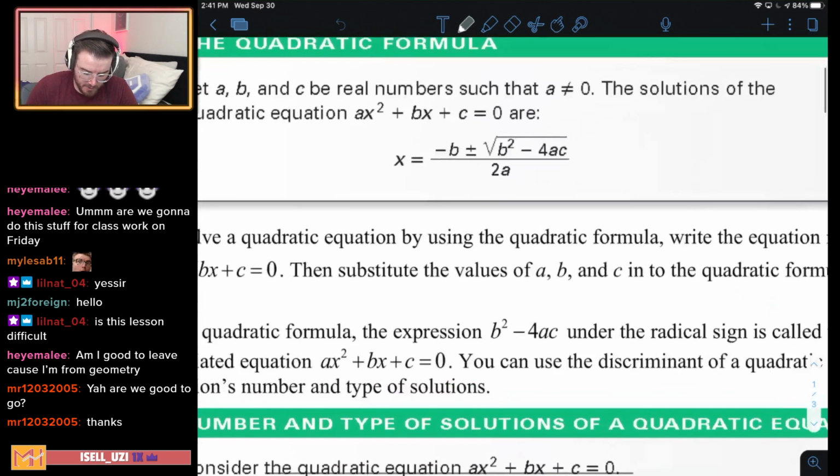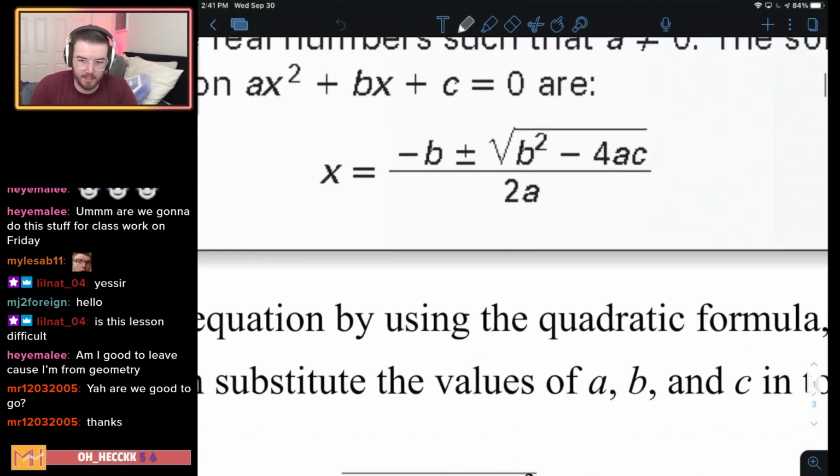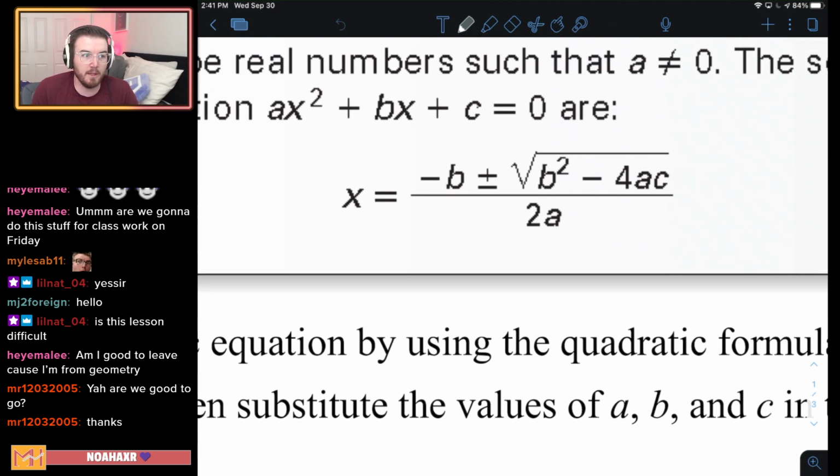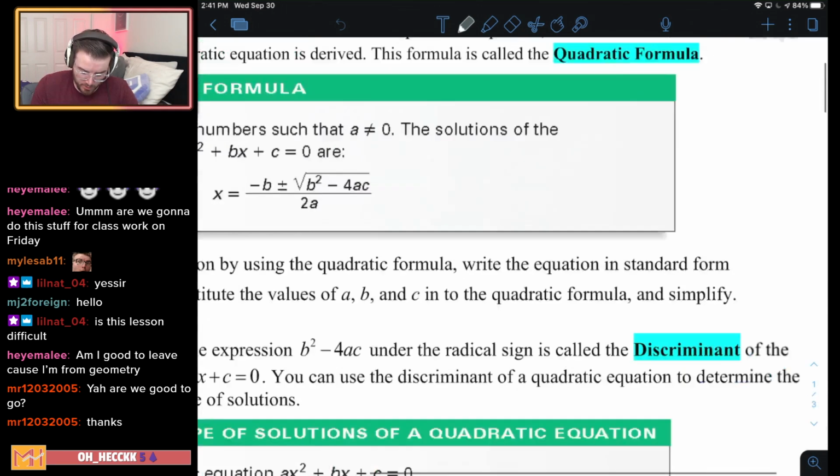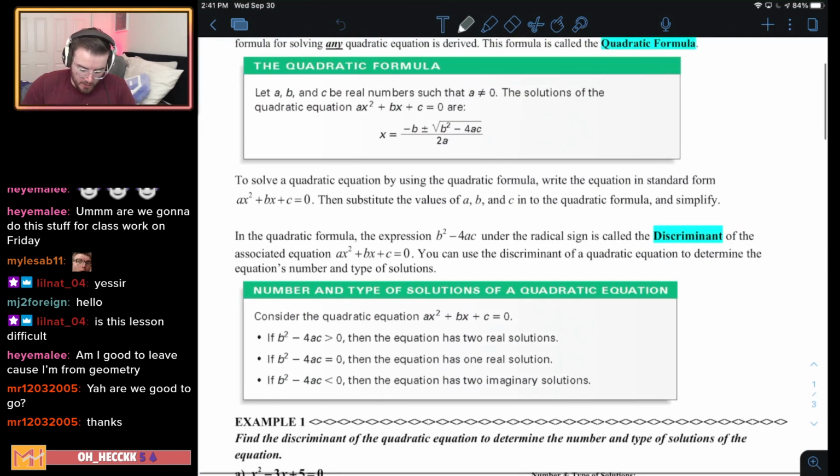The quadratic formula is this: negative b plus or minus the square root of b squared minus 4ac, all over 2a. You may or may not have seen this before in your lifetime. That's the quadratic formula, and it finds you your two solutions, because you add the square root to find one solution and you subtract the square root to find the other solution. So this is going to get us our two solutions.